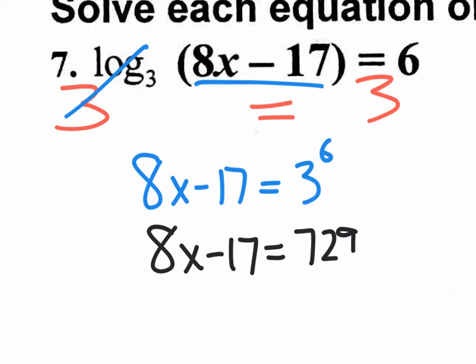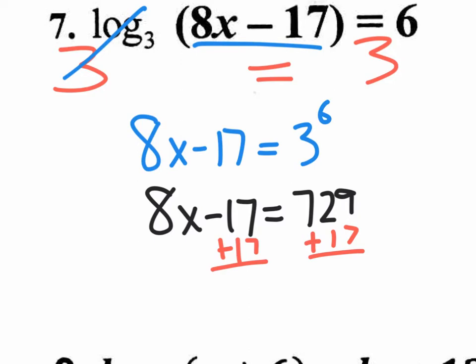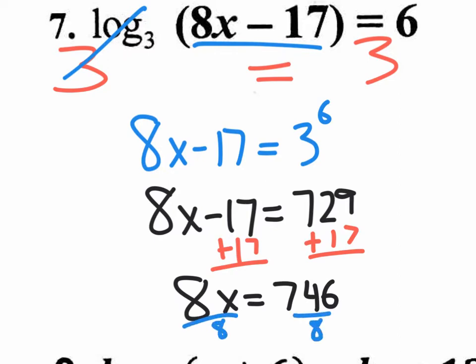After that, let's get rid of the 17 by adding 17 to both sides. We're going to have 8x equals 746. My final step will be to divide by 8 and divide by 8. And 746 is not divisible by 8. At the very least, you could reduce it by 2. Right? So your final answer, x equals 373 over 4, if you reduce it by 2.